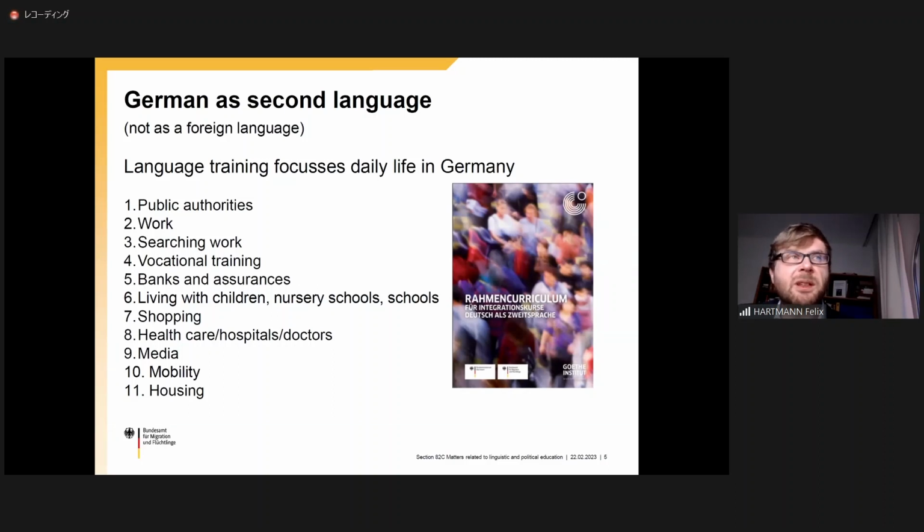Then we have shopping. I think you can imagine when you go to a shop in Germany, you might have to speak with the vendor in German or read some text in German. We have healthcare, going to hospitals, to doctors. We have media usage, mobility, and housing. So when you open a course book for the language course, you will find every text related to one of these topics.